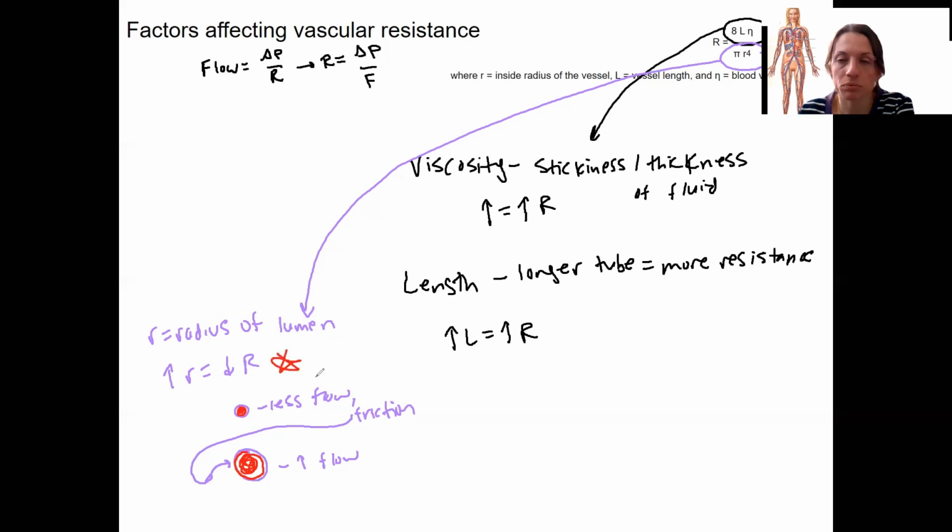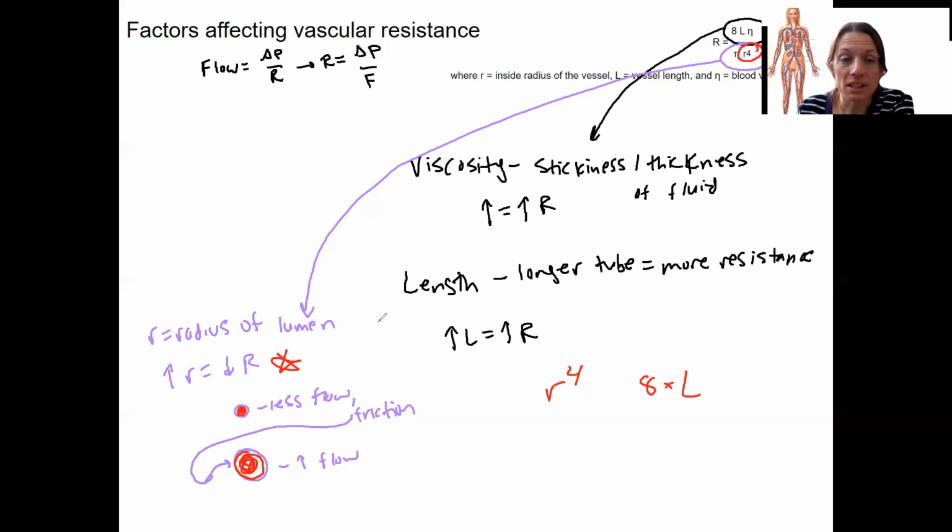This is really important. First of all, changing radius is going to dramatically change resistance because of this fourth power here. So changing radius a little bit changes resistance a lot. Changing viscosity does not change resistance as much because we're just multiplying by 8. Taking something to the 4th power is always going to be more than multiplying something by 8, like length. We'll see an example of this in a moment.